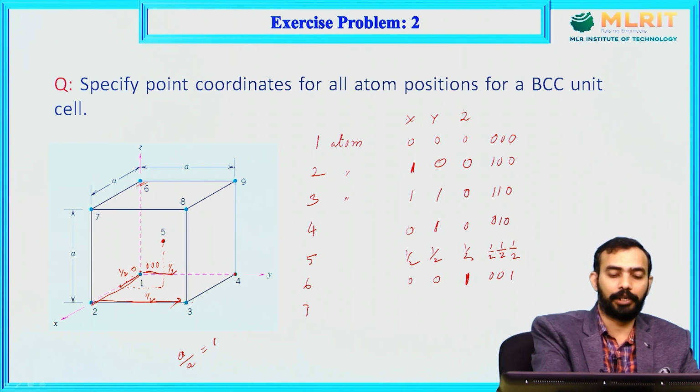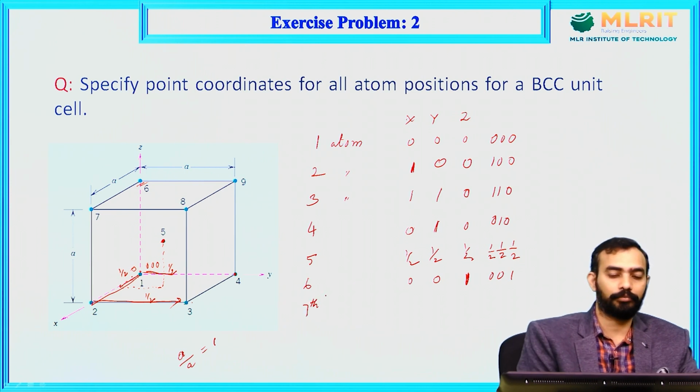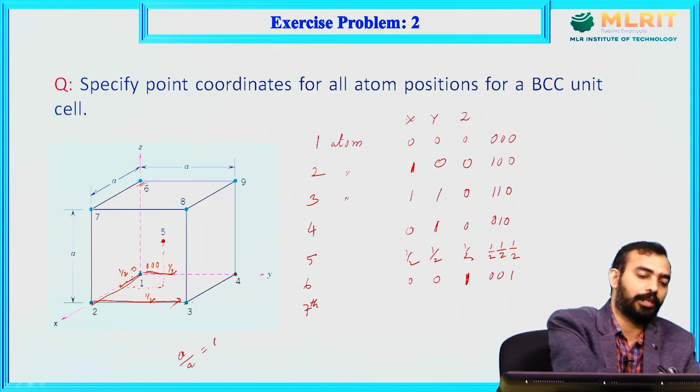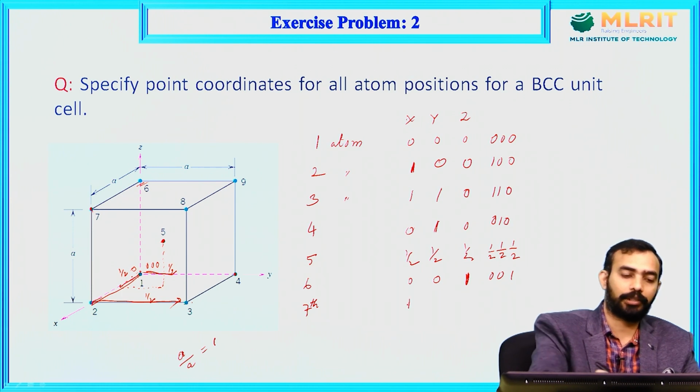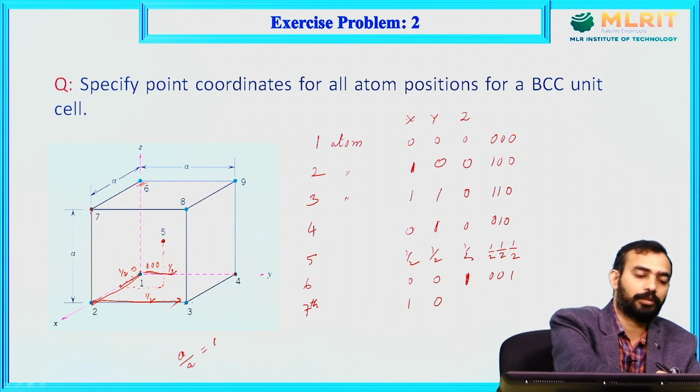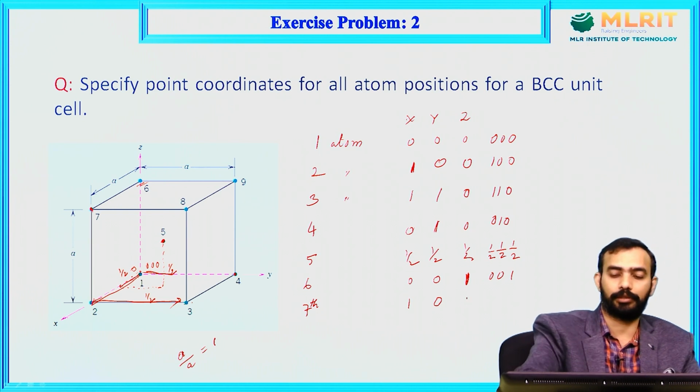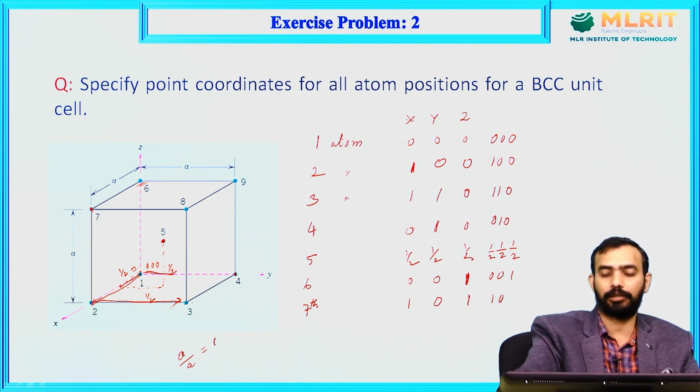Similarly, the 7th atom, if I take it, where is the 7th atom? The 7th atom is here. So from the origin, it has moved by 1 unit. Now you see, this has moved by 1 unit in the x direction. In the y direction, is any movement there? There is no movement in the y direction, so obviously it is 0. In the z direction again, there is a 1 unit movement. So the coordinates are 1, 0, 1.